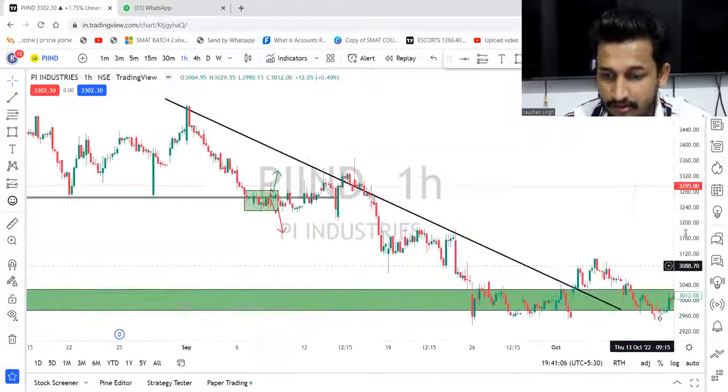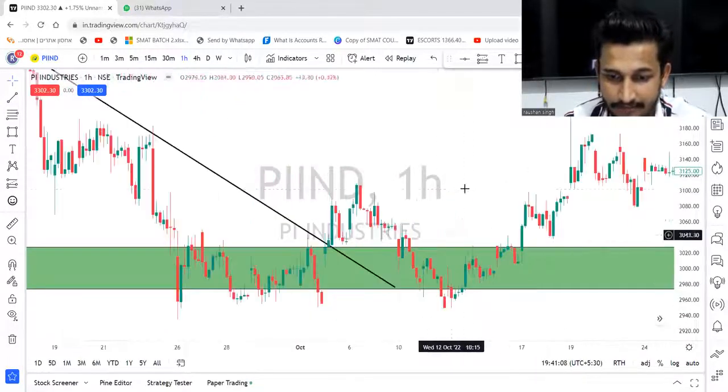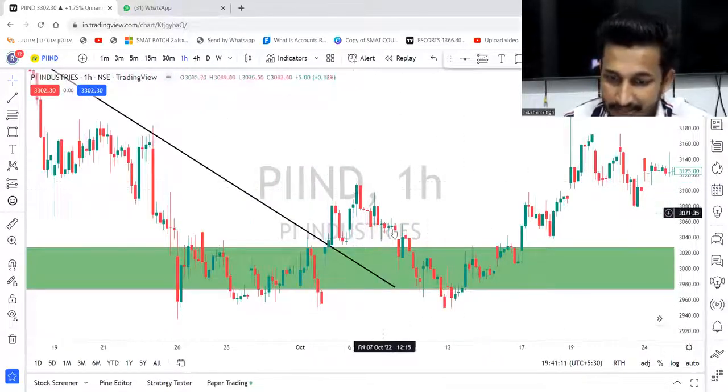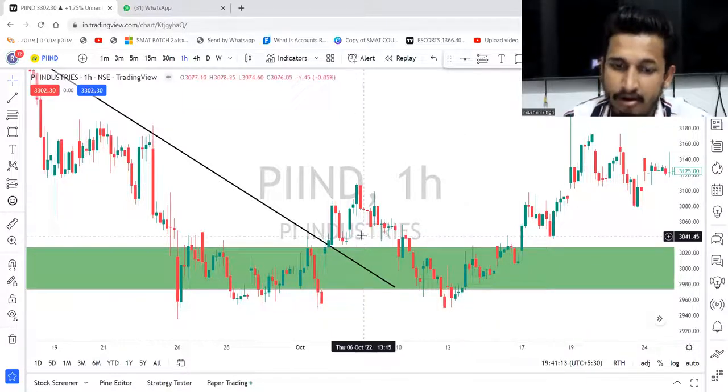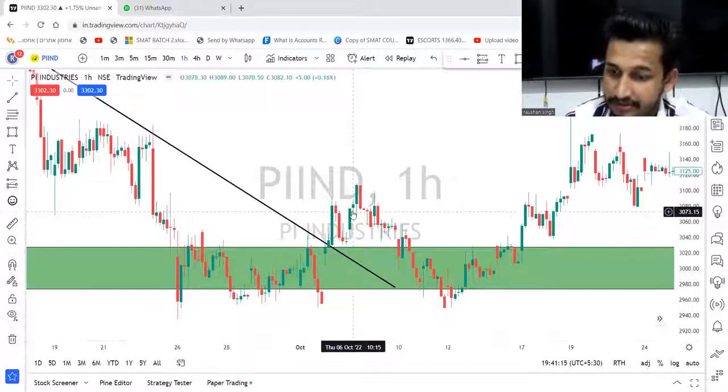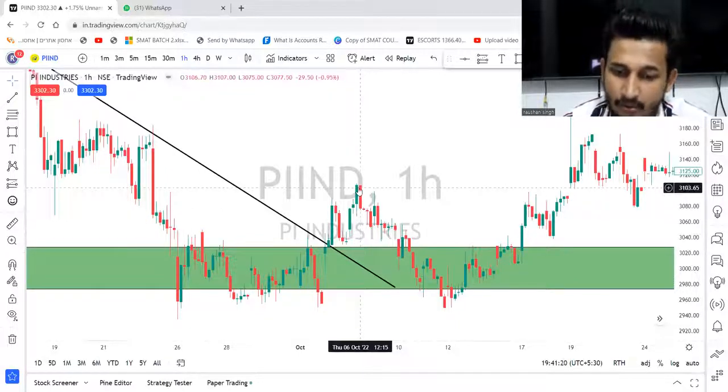The trend got over. If you can see, the market went up, then again a retest happened. You can say the retest was done over here, at 3073 itself. That is also fine. The retest was done over here. It tried to go up, but it did not.